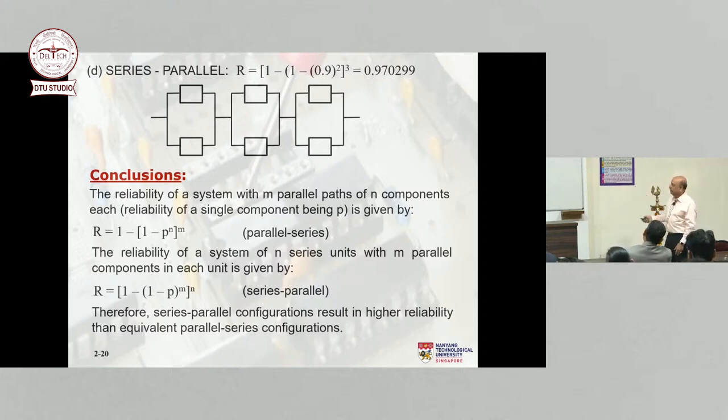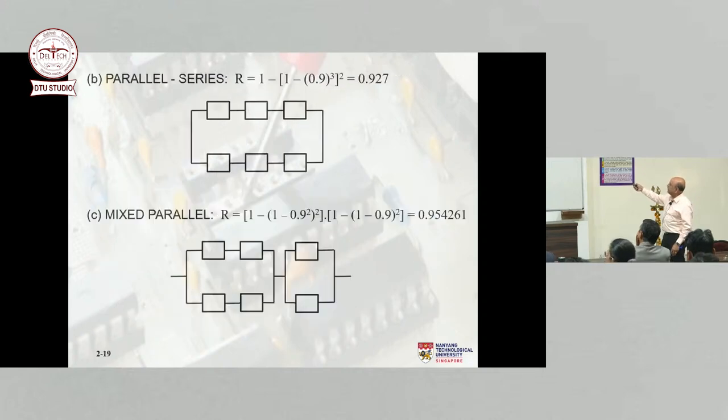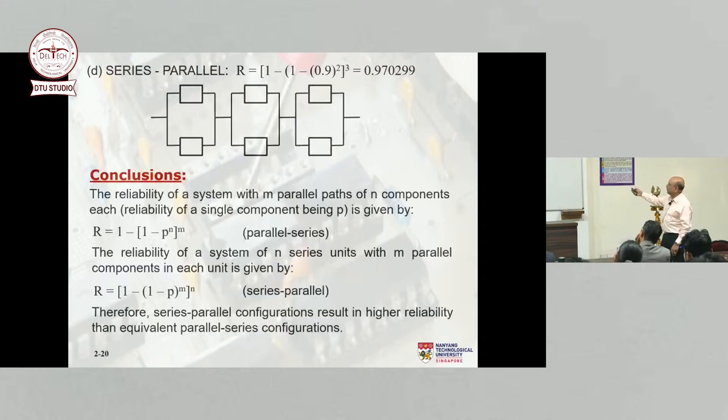So what do we conclude? We can actually put some general equations, with n parallel paths of n components. We can say that the parallel series can be written in this form as a general equation. Similarly, for series parallel, we can also write a general equation. But what we observe from the answers, series parallel is 0.97, whereas parallel series is 0.92. Can you see that? So therefore, we show clearly that series parallel has a higher reliability compared to parallel series. So series parallel configuration is better.